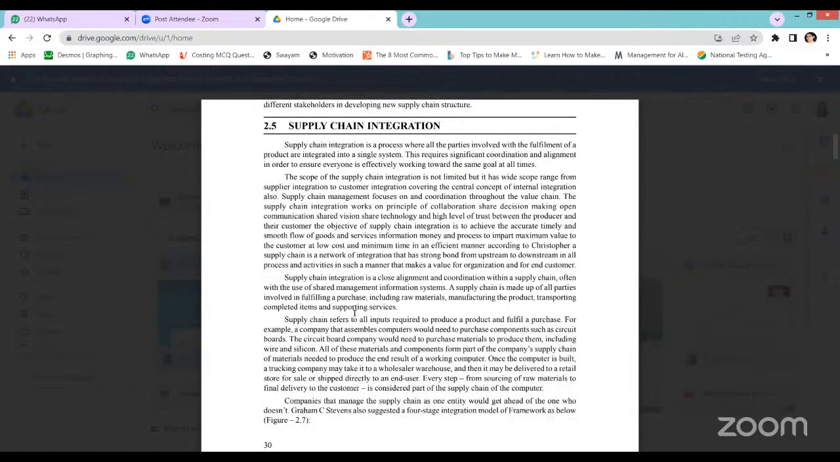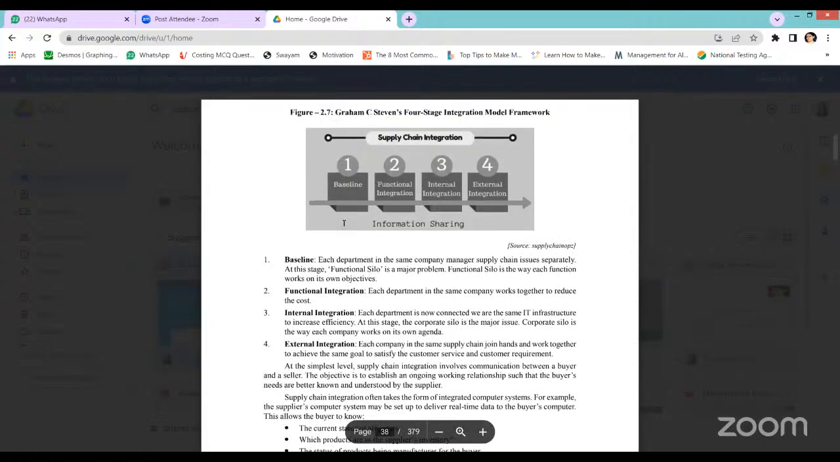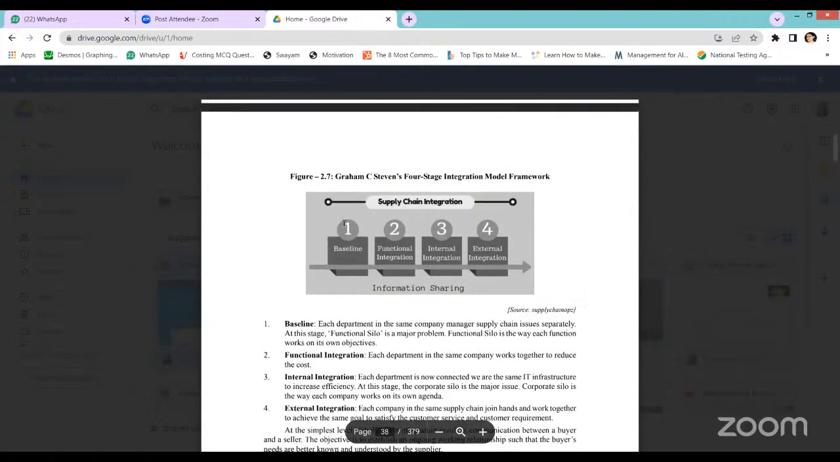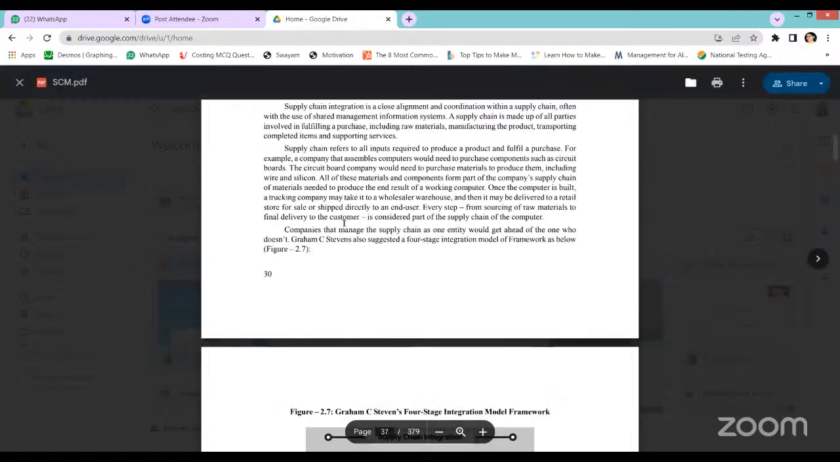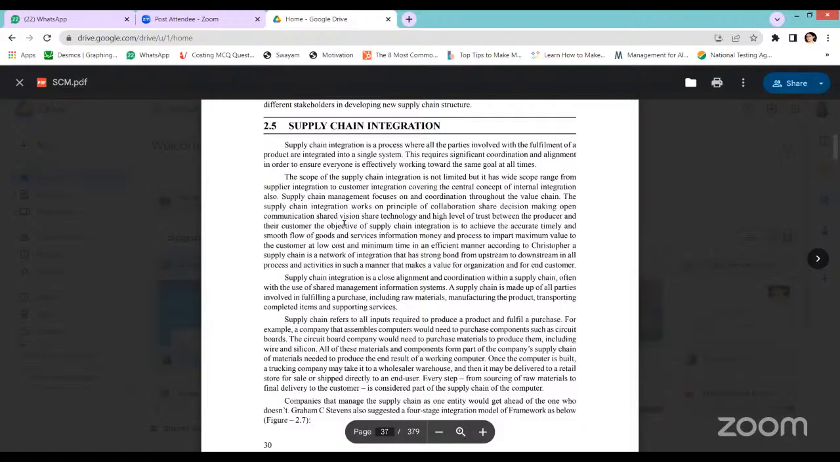The next one is supply chain integration. Yes, this is another important topic for your examination. You can expect this supply chain integration topic as a long answer as well as a short answer. So what is supply chain integration?